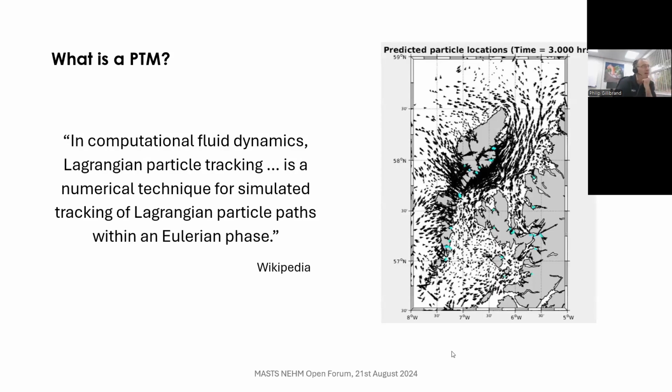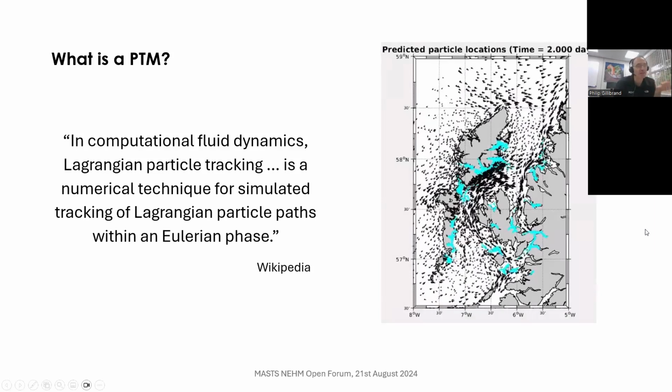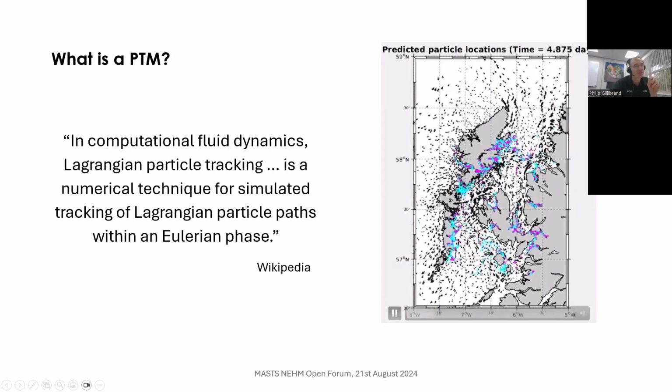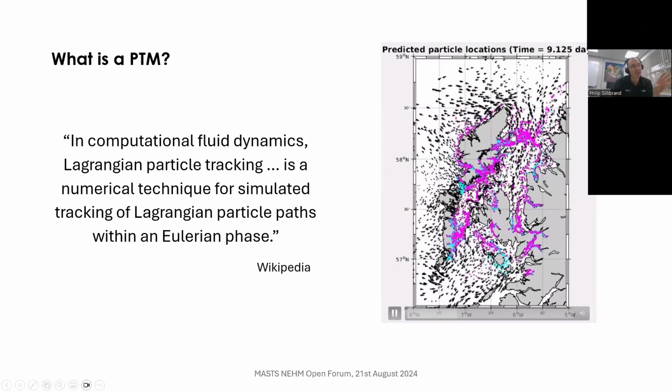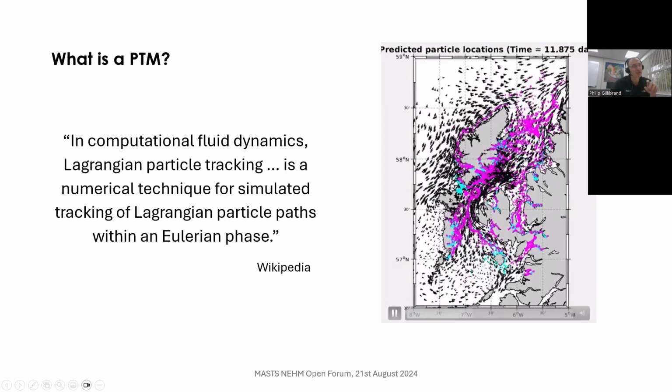I thought I'd just define what a PTM is, and of course I went to Wikipedia, so this must be correct. In computational fluid dynamics, Lagrangian particle tracking is a numerical technique for simulated tracking of Lagrangian particle paths within the Eulerian phase. This is an old animation, but it gets the point across. The black arrows represent currents, so that's the Eulerian phase. And then we release particles into that dynamic field, and they float around, moved by the currents and other physical processes.